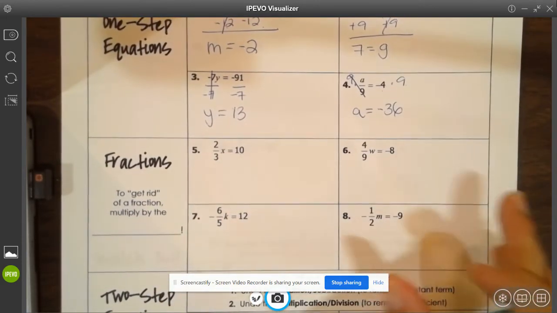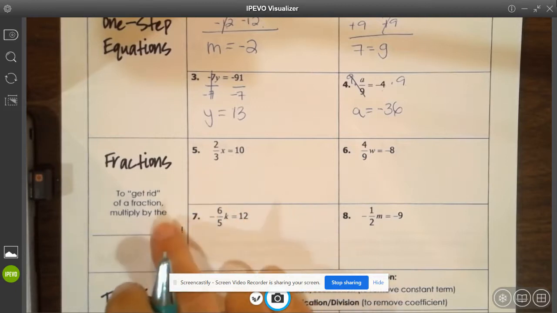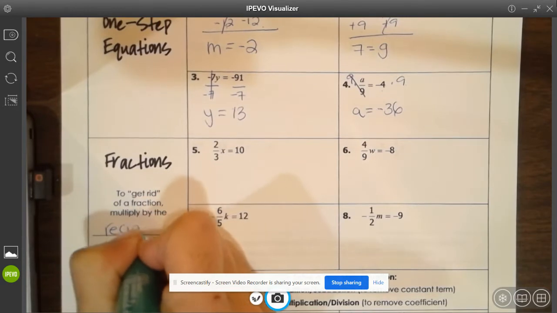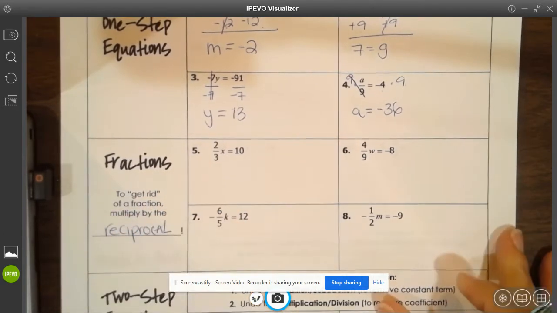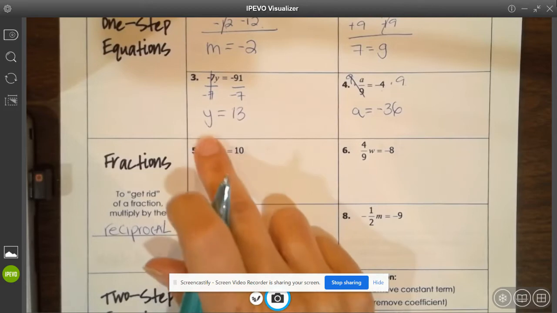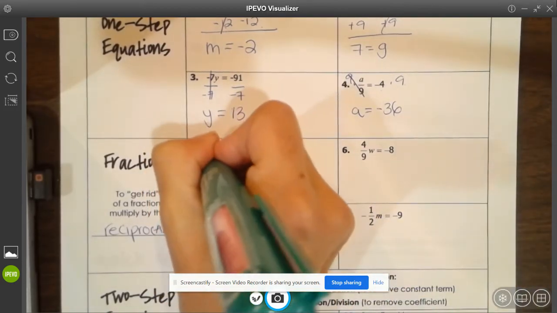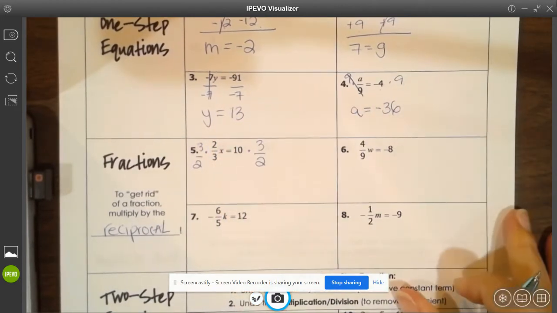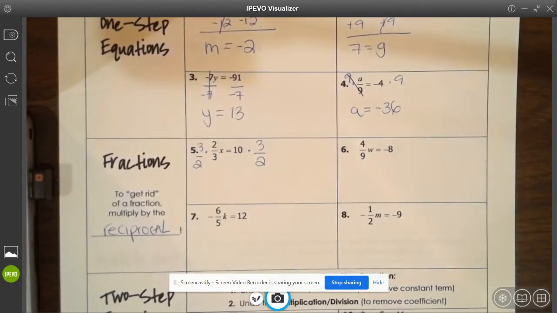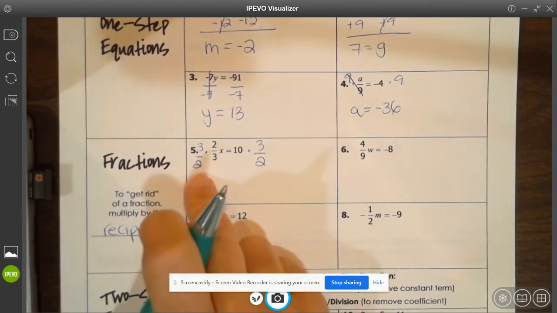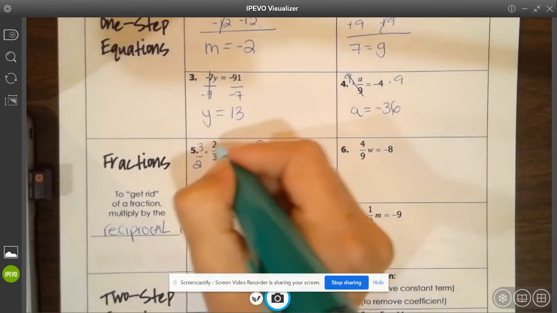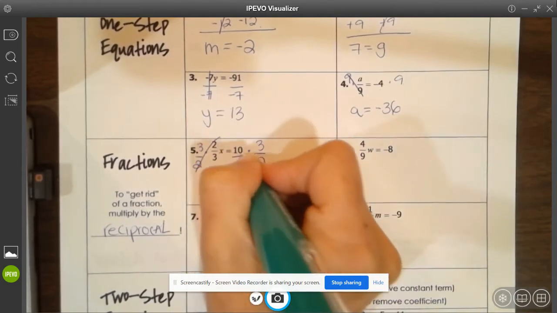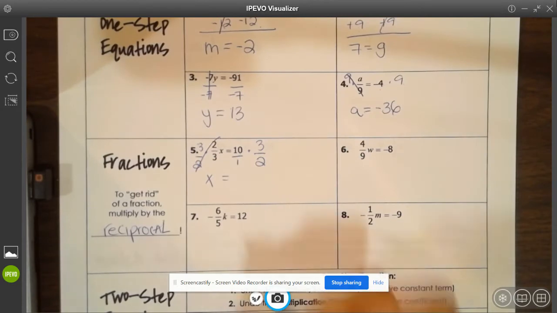All right, what happens when you have fractions? The way we are going to get rid of that fraction is by multiplying by the reciprocal. That means I'm going to flip the fraction. That's the reciprocal. I flip that fraction and then multiply it on both sides. A fraction multiplied by its reciprocal becomes 1, so that goes away on this side. So x equals, and if I put a 1 underneath that 10, there are two fractions.